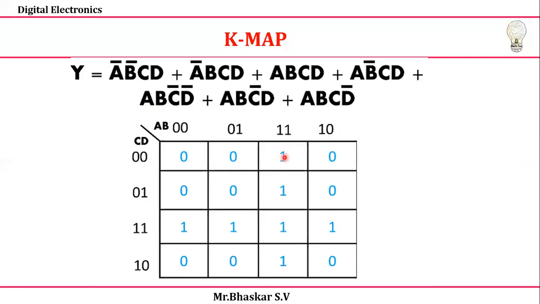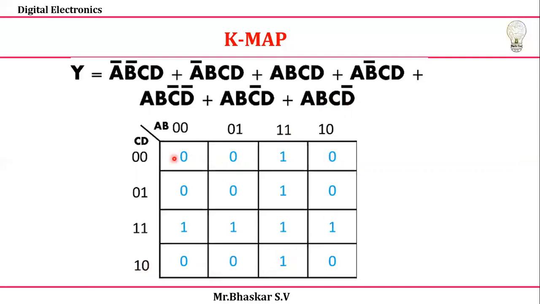So why am I making it as 1? It is in SOP form, sum of product form. Okay, so next AB C bar D. AB is nothing but 1 1. C bar D is nothing but 0 1. 1 1 0 1, you need to make it a 1. Next it is AB 1 1. Next is CD bar, nothing but 1 0. So make this a 1.